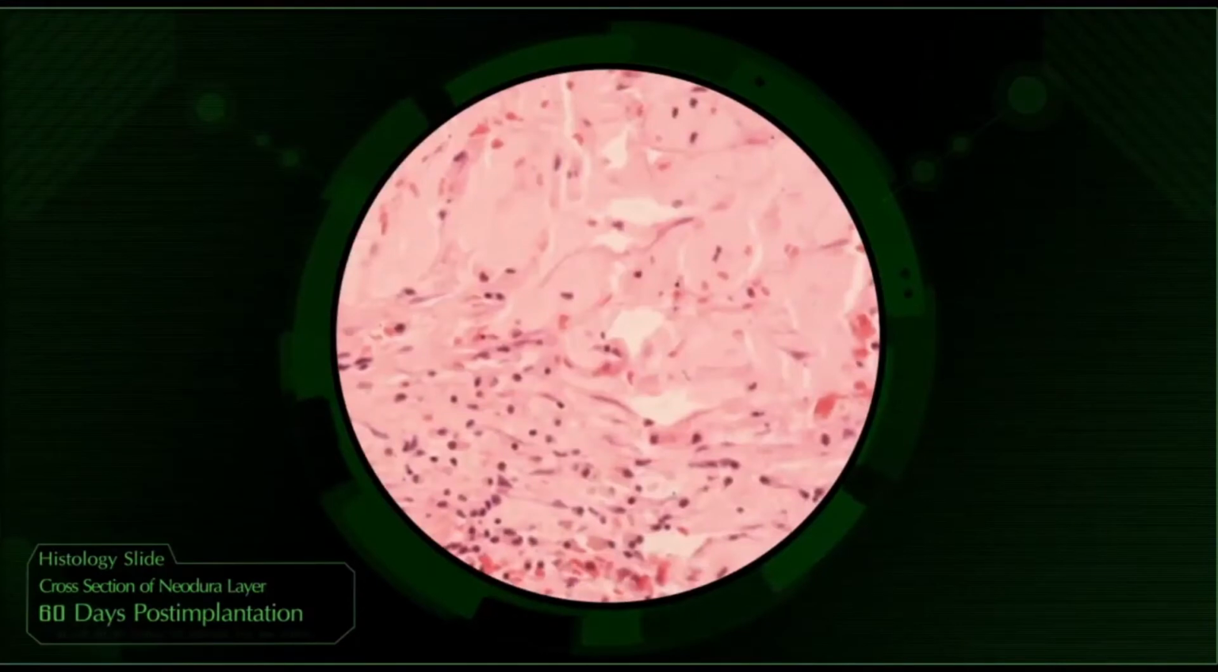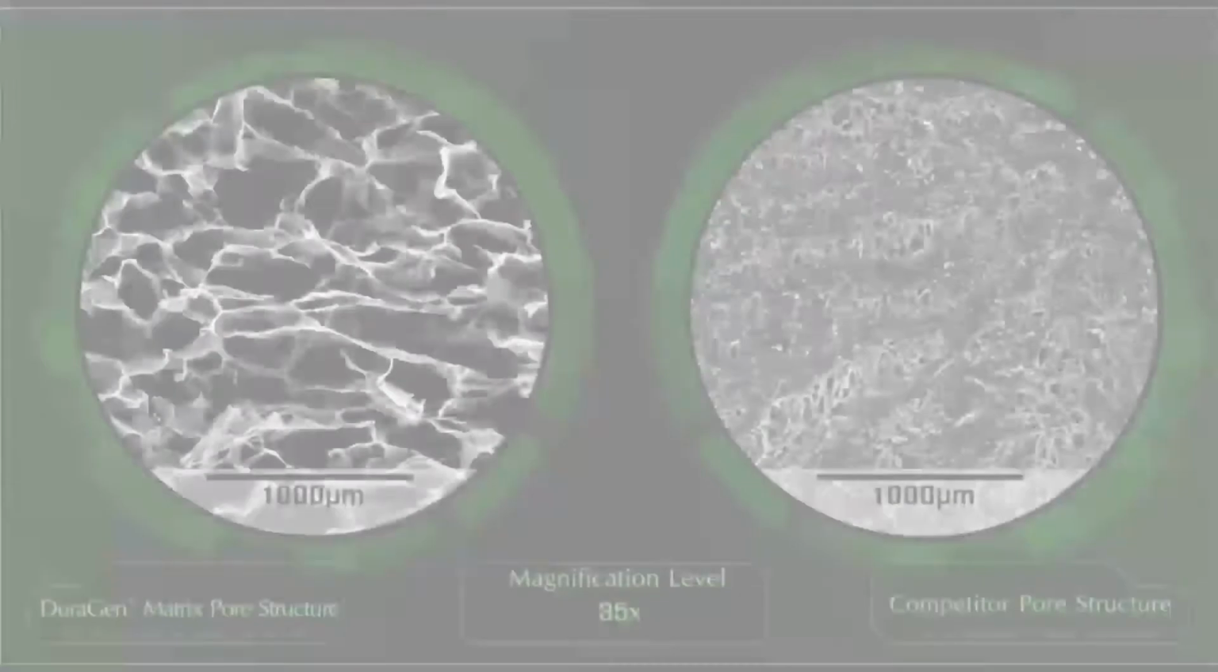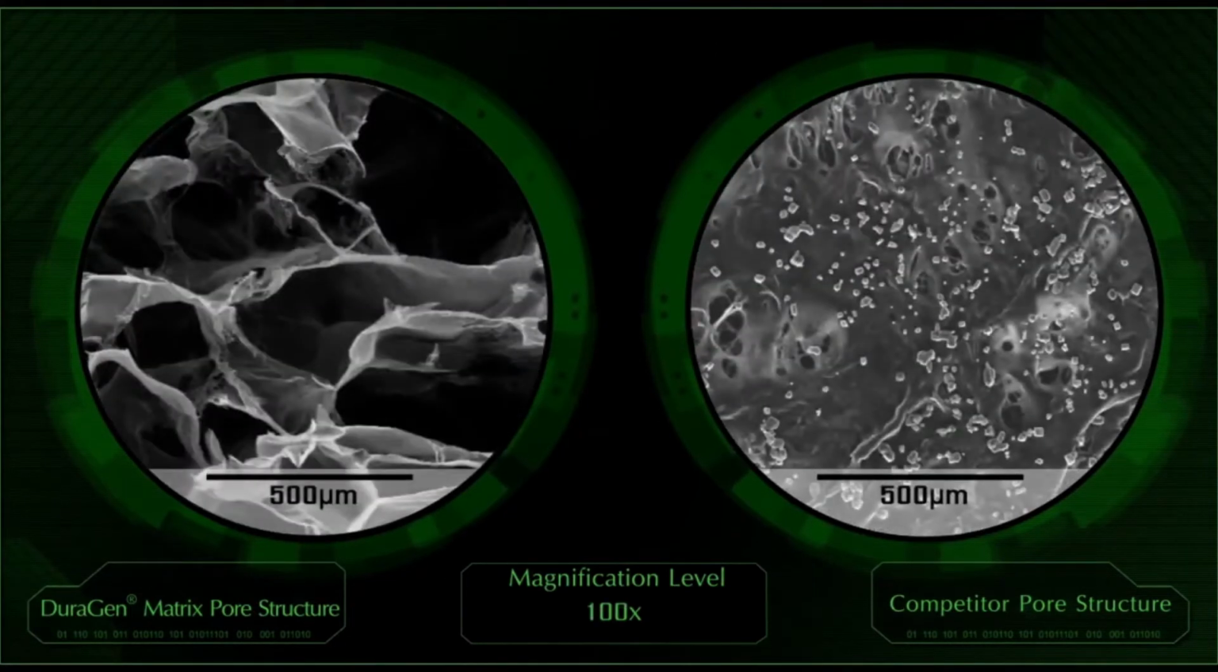By 60 days after implantation, the matrix is fully infiltrated with fibroblasts, and revascularization of the new tissue is underway. In other matrices, closed porosity, small pore size, or layers of membrane can make it difficult for cells to migrate through the graft, leading to possible encapsulation or scar formation. The DuraGen matrix has been optimized for cell infiltration.